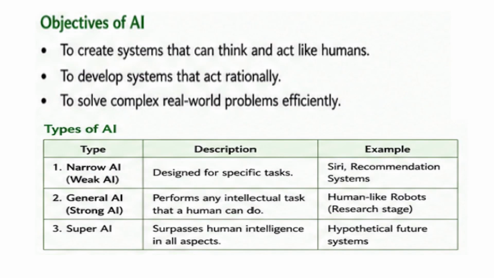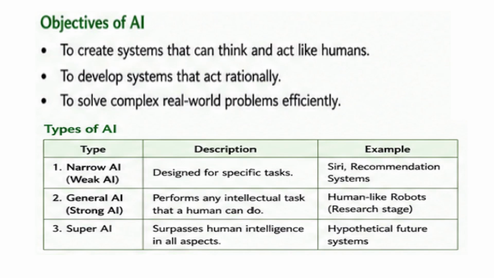And the next one is objectives of AI. The major objectives of AI are to develop systems that can think and act like humans intelligently. AI aims to solve complex real-world problems efficiently and automate repetitive tasks. Based on capability, AI is classified into four types. The first one is reactive AI, the second one is limited memory AI, the third one is theory of mind AI, and the last one is self-aware AI.